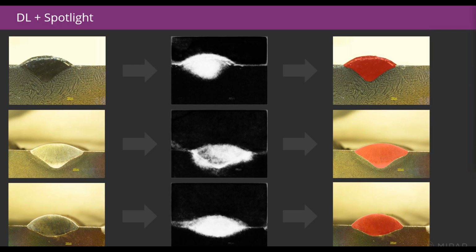Now, of course, all of this gets packaged into a single recipe, which runs the deep learning model, prompts it into Spotlight, cleans up any false positives with a size filter if necessary, and now you have a fully automated algorithm that you can run in a few seconds on your various weld beads.